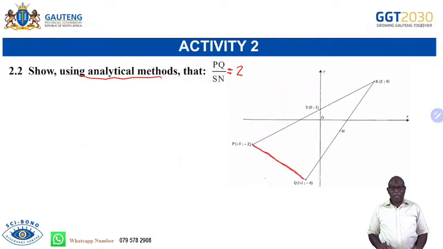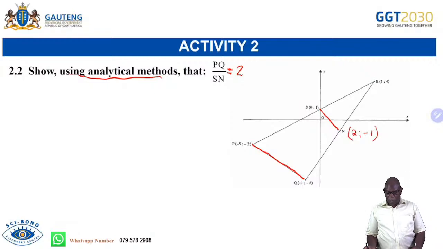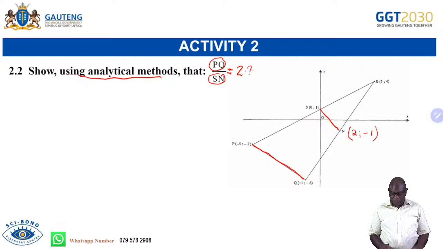So I can get the distance of that line. SN is a line. Do I know the coordinates of N? Yes, I got the coordinates of N somewhere, which is (2, -1). So I have the coordinates of N. So I want to check that if I take the length of PQ and divide it by the length of SN, will I get this number? That's what this question wants.